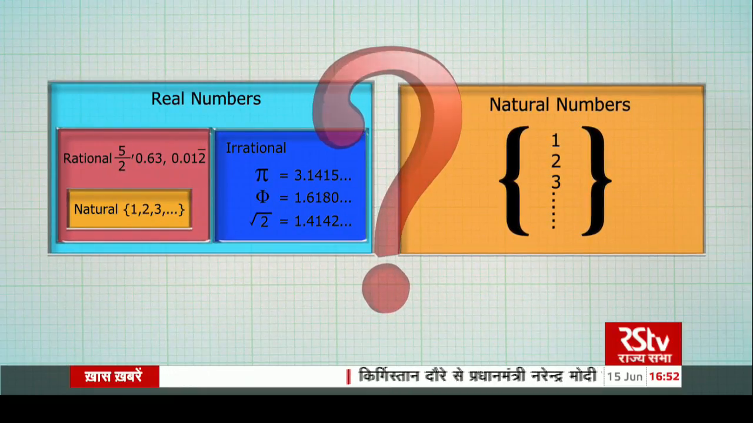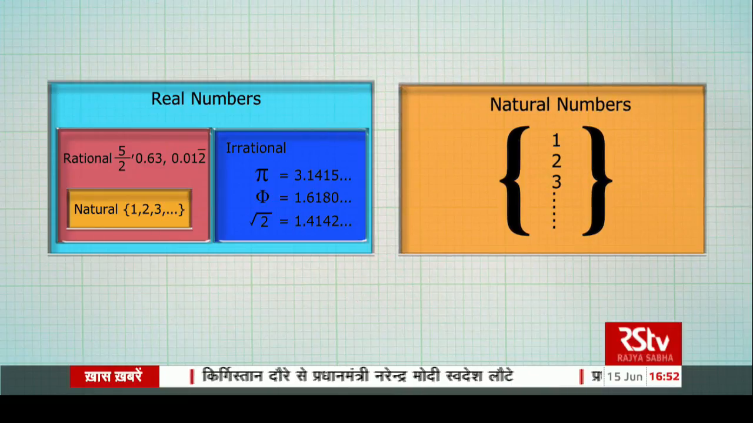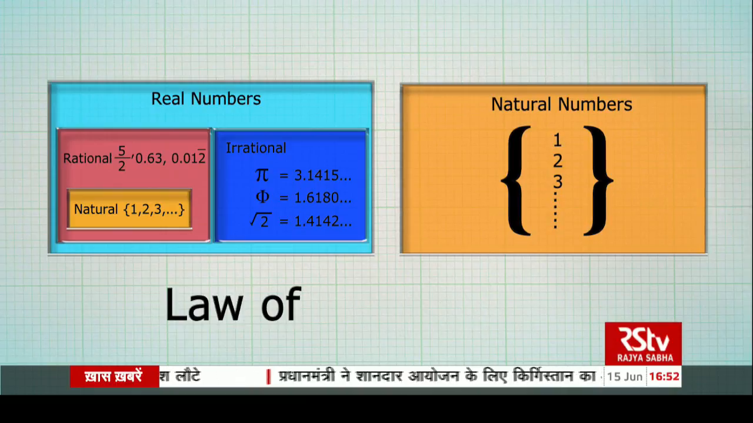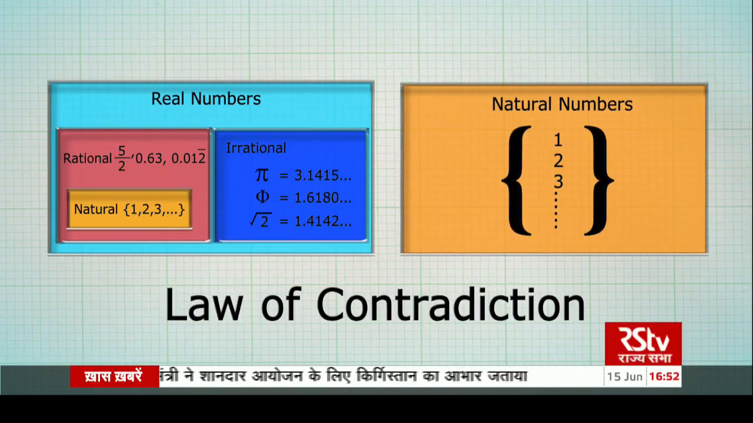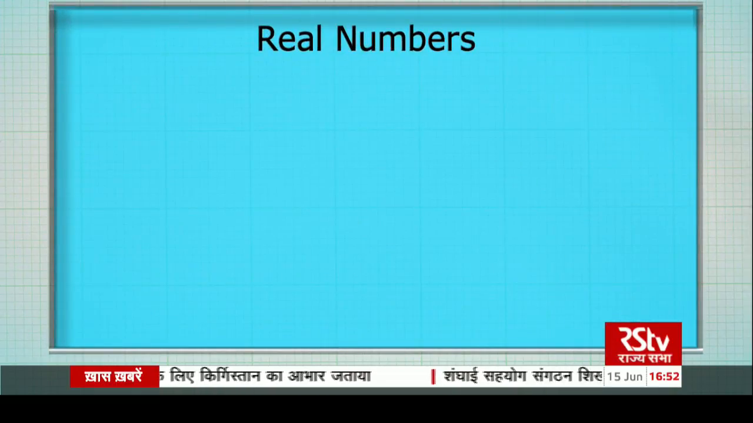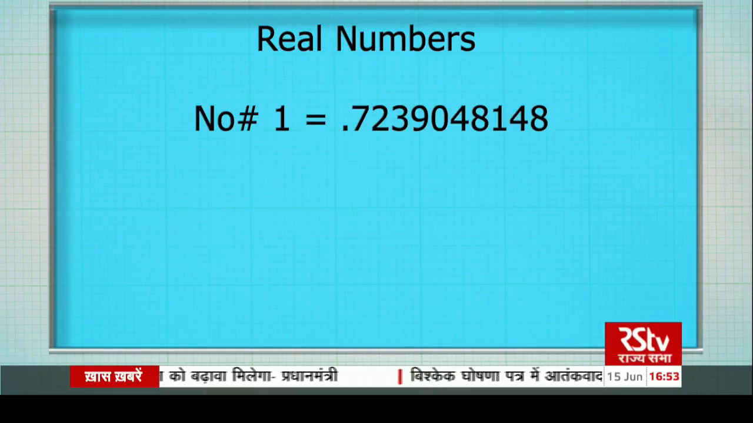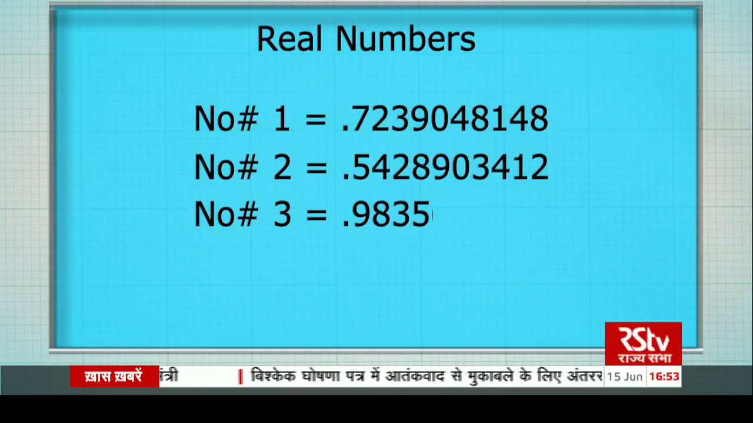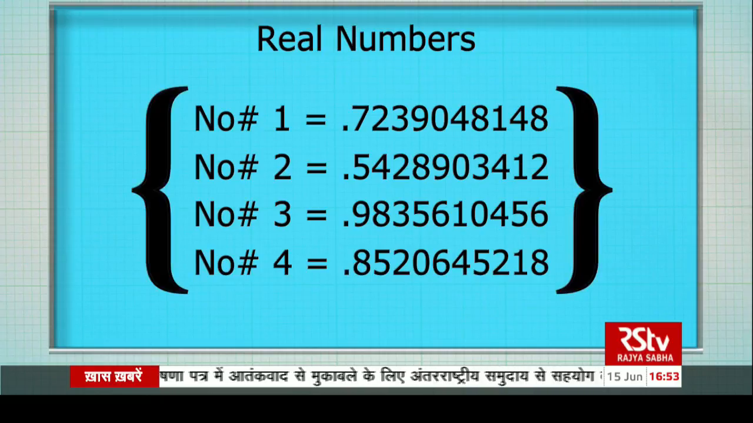The way we can prove this is not possible is by presuming it is true and showing that it is not possible. It's a method known as contradiction. So let's try and list out all the real numbers. Don't worry, we don't need to write out all the infinite ones, let's just write out any 4. Now if we say this is number 1, 0.723904848, and like this, we imagine every real number.